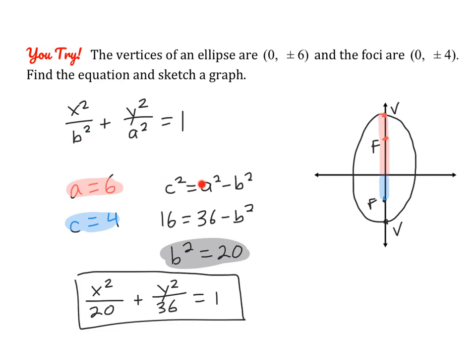So we can find it using this formula: c squared equals a squared minus b squared. I substituted c squared with 16 and a squared with 36, and it allowed me to find that b squared is equal to 20. So this is what your equation should look like.